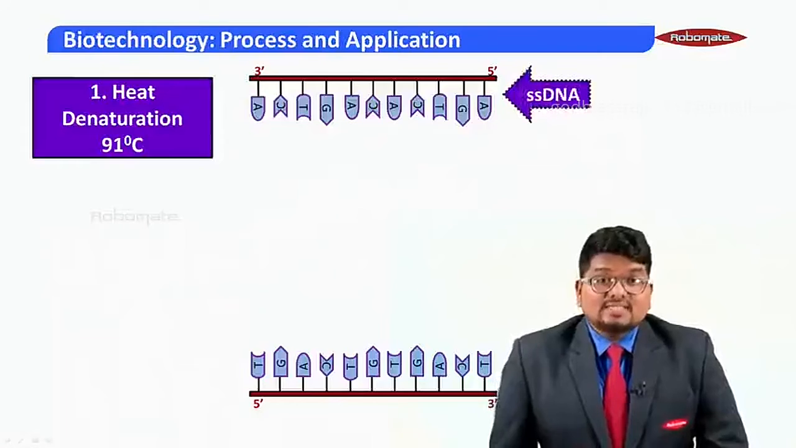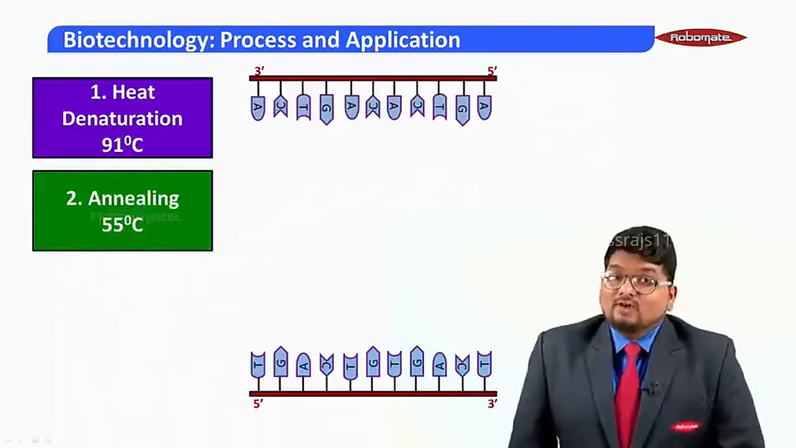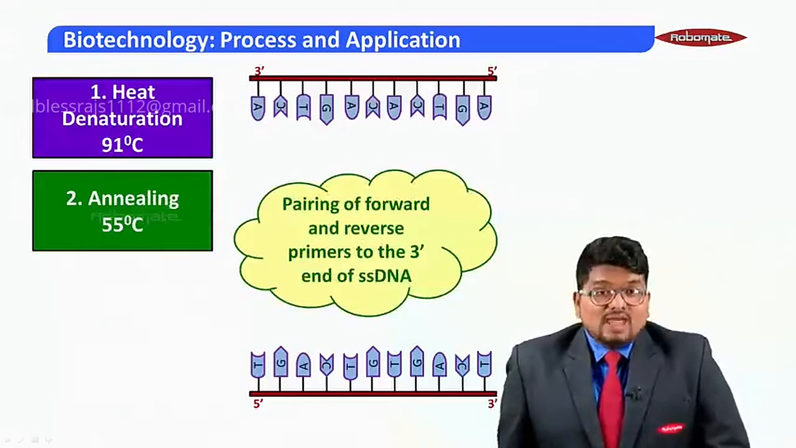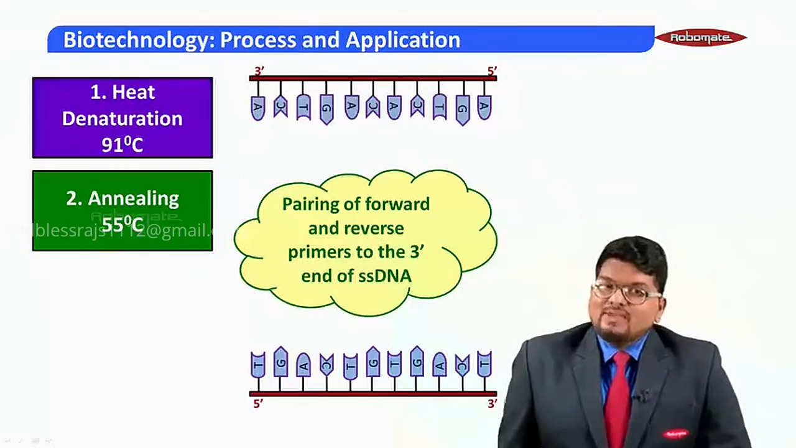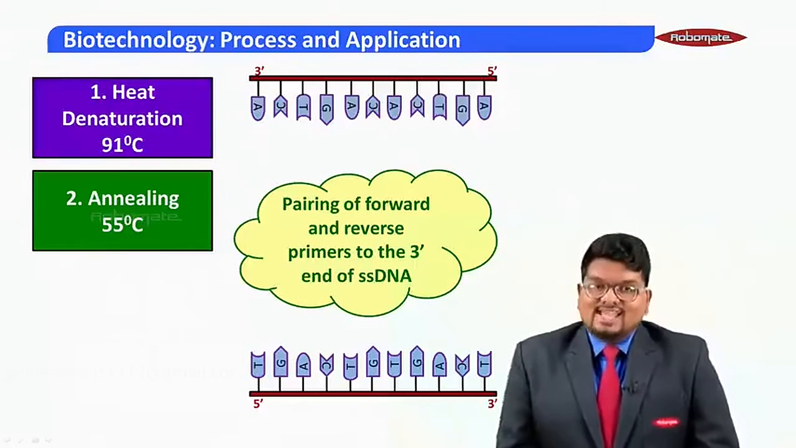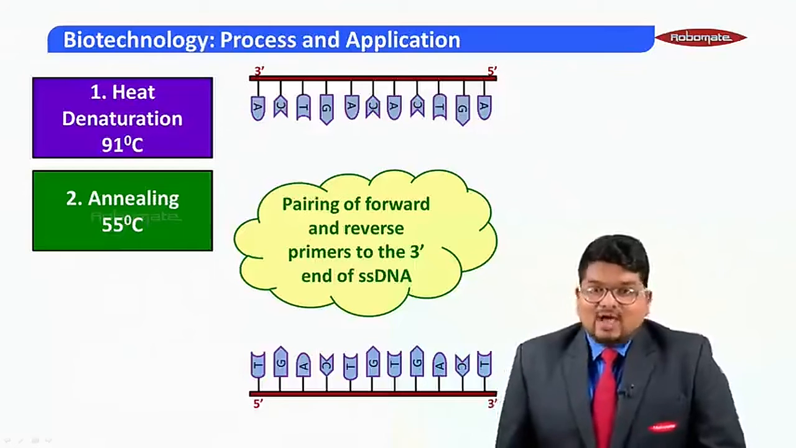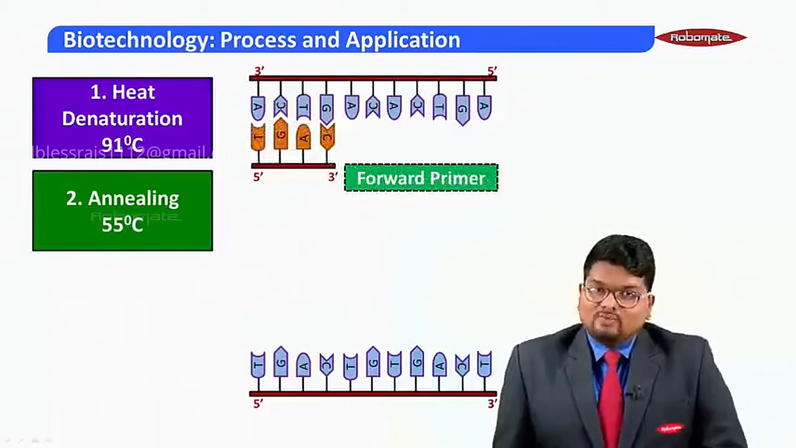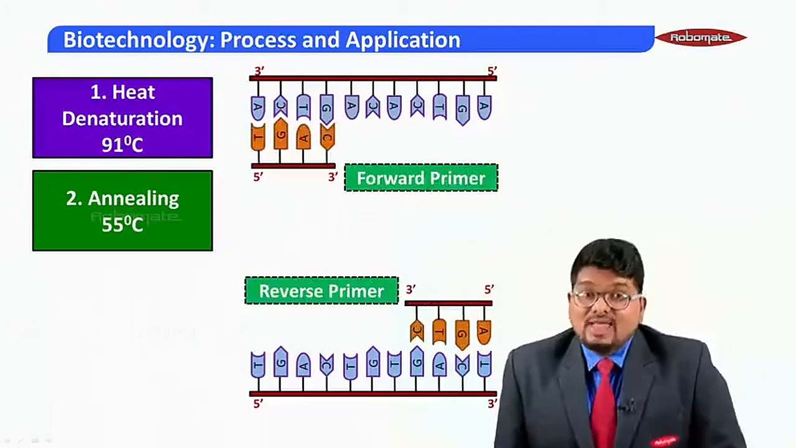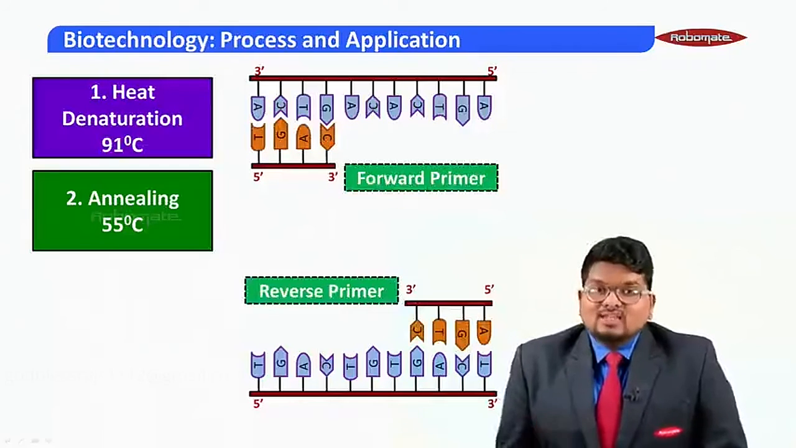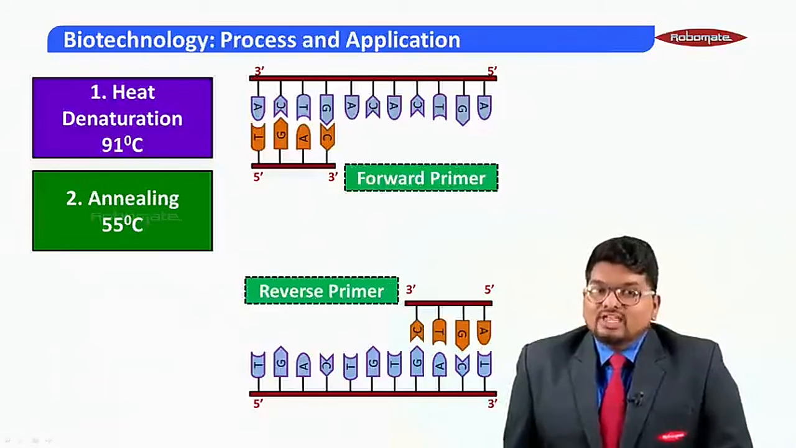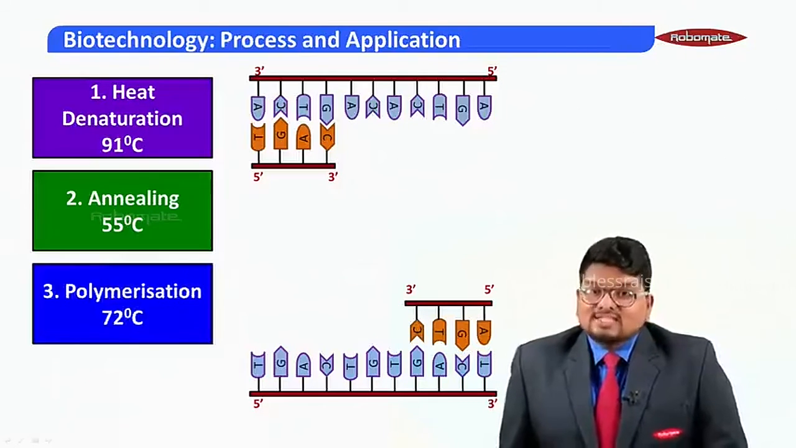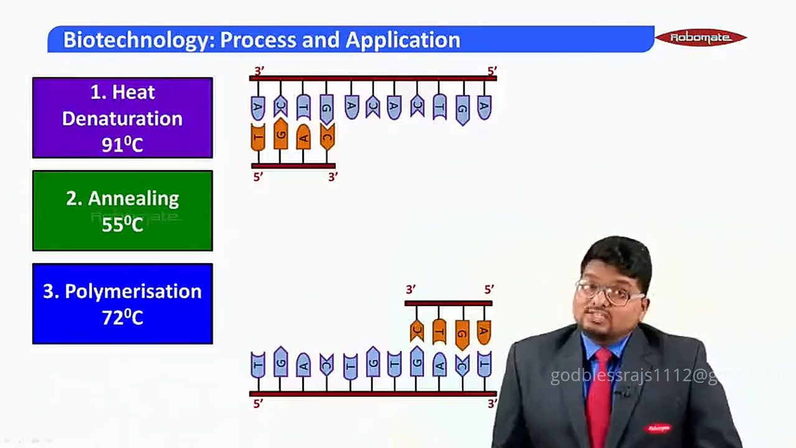Now the next step is annealing. But annealing of what? Annealing of the primers. Now the forward and reverse primers will be paired at the 3' ends of the single-stranded DNA, and this step is carried out at 55 degrees Celsius. So here I have the forward primer and here I have the reverse primer. Now these are the ones which will help in amplification. How? That will take place in the next step, which is termed as polymerization, and it is carried out at 72 degrees Celsius.